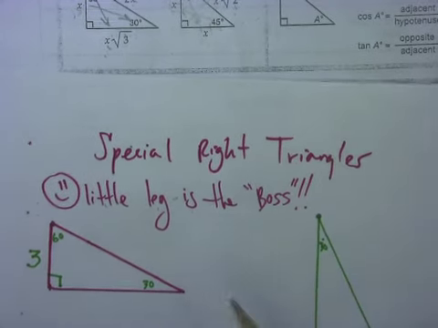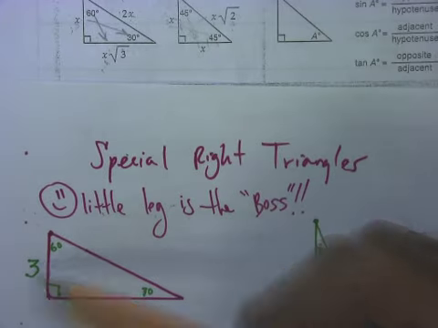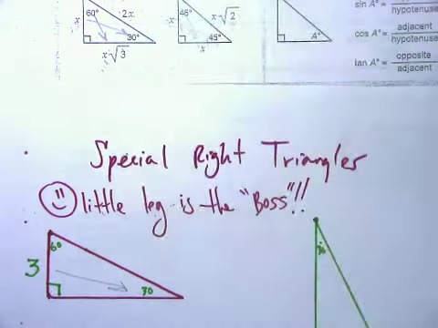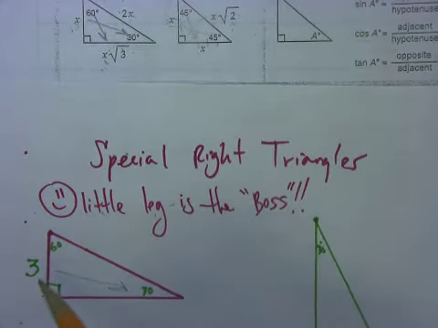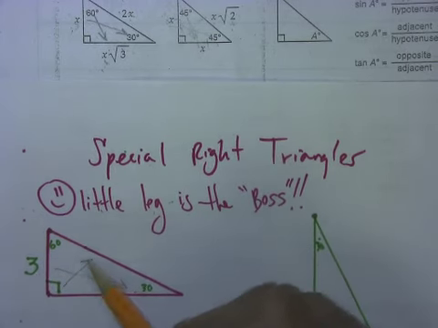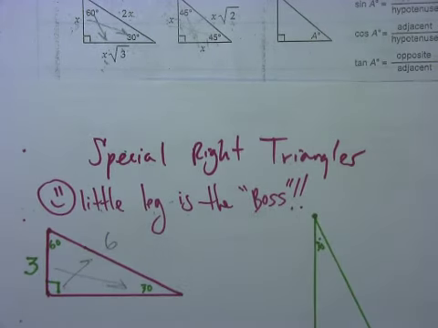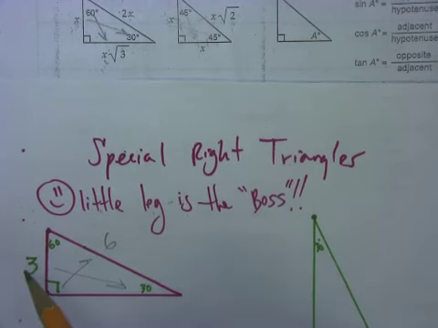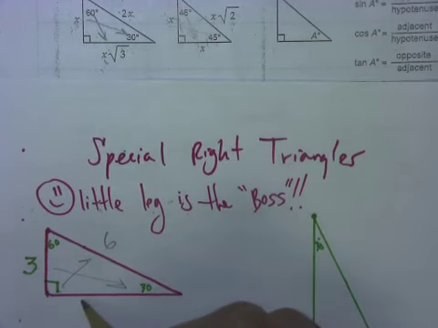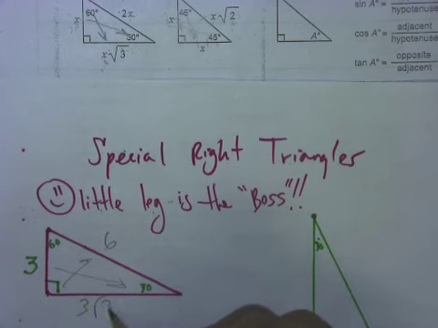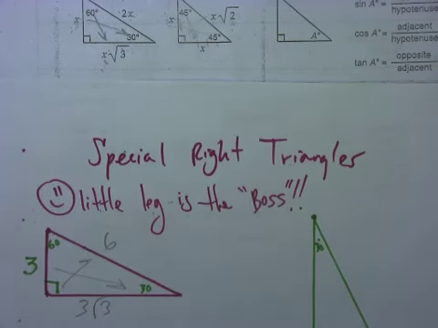So, for example, here I have a 30, 60, 90 triangle. I know that this is my little leg because it's across from the 30-degree angle. So if the little leg is 3, I know then that my hypotenuse is going to be 6. And then I know that the long leg is going to be the same as the little leg times the square root of 3. So this is going to be 3 times the square root of 3.